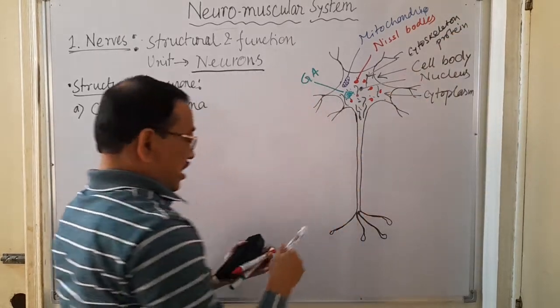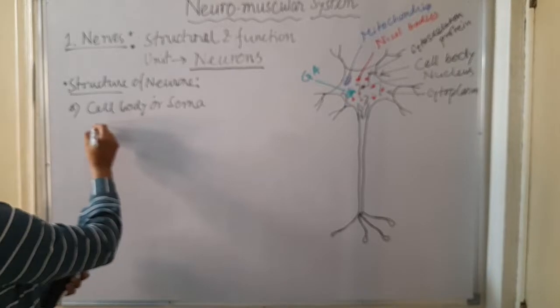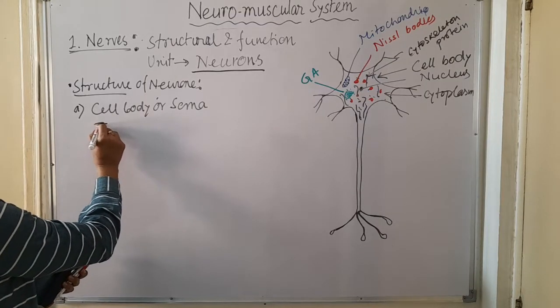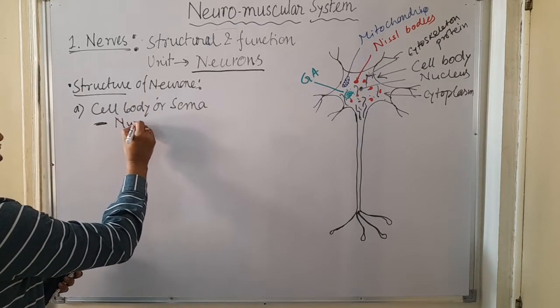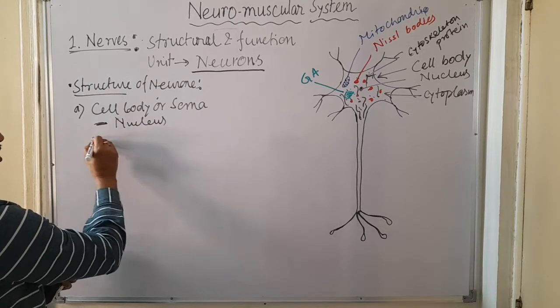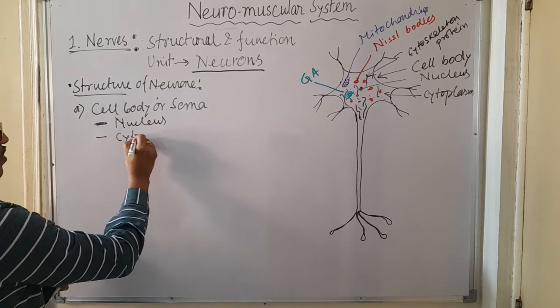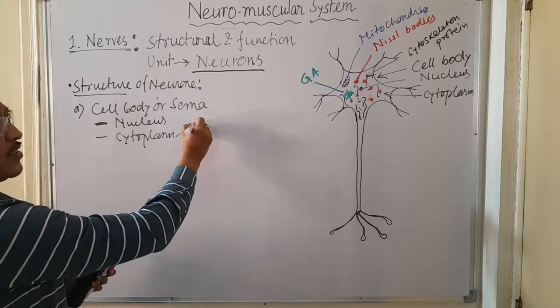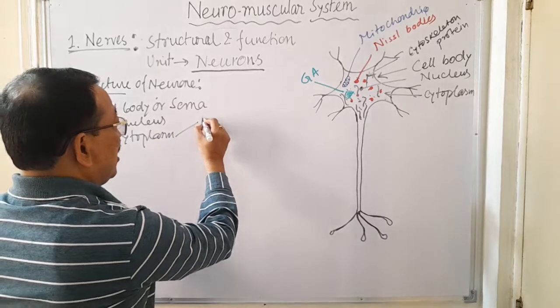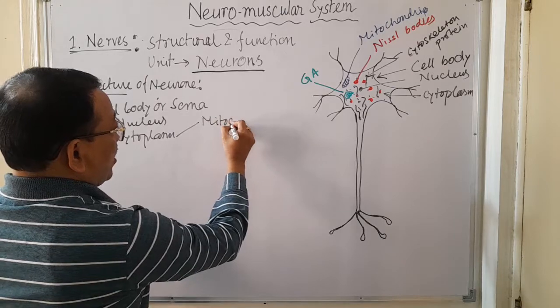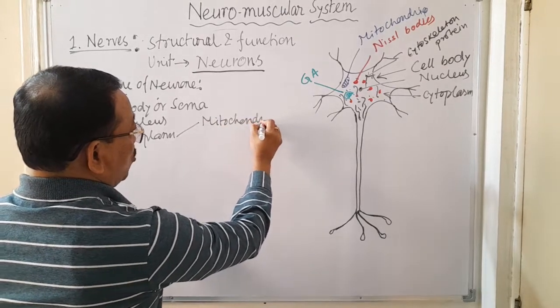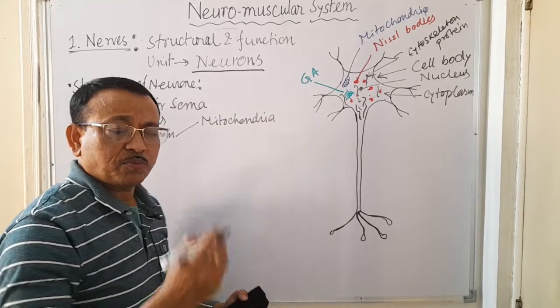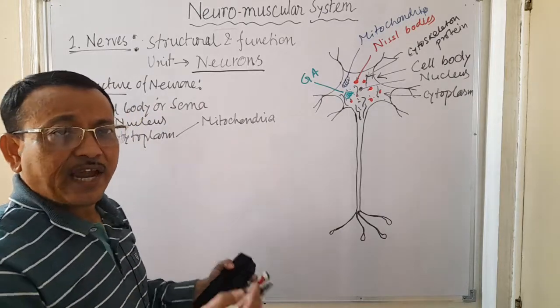So what's happened? In the cell body or soma, there are the nucleus and the cytoplasm, and this cytoplasm contains different cell organelles. One is the mitochondria, and as you know, the mitochondria is the powerhouse of the cell. It synthesizes the ATP.